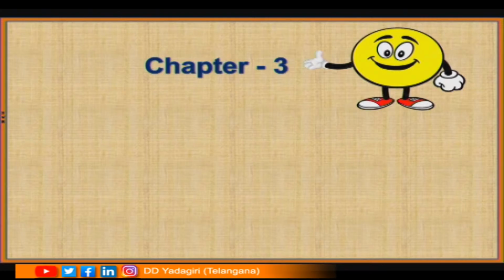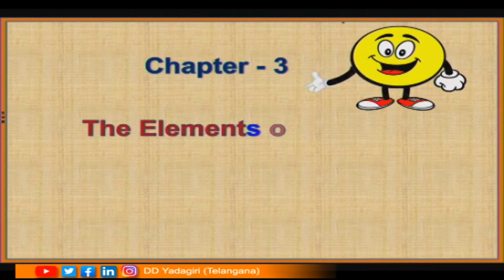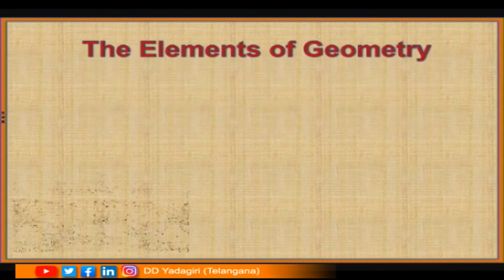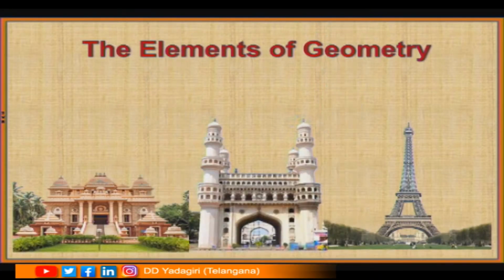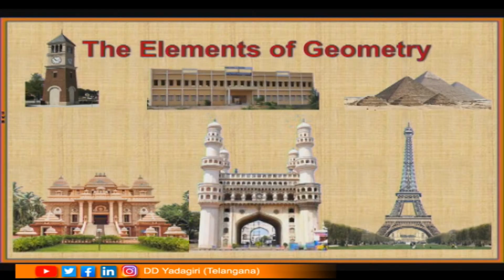Oh, it is chapter 3. What is the name of it? The elements of geometry, right. Now, what are you going to discuss in this? This is a temple, a beautiful temple, Charminar, oh, Eiffel Tower, wonders of the world, pyramids, watchtower, a building. Now, what is the relation between geometry and all these structures?